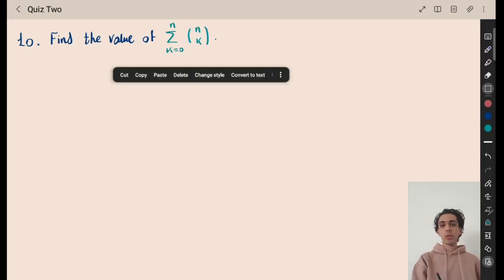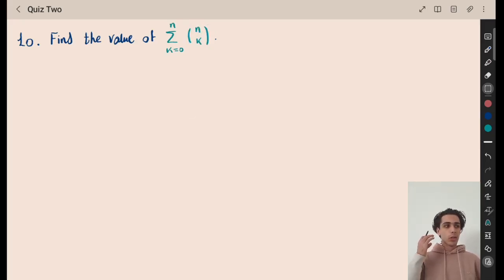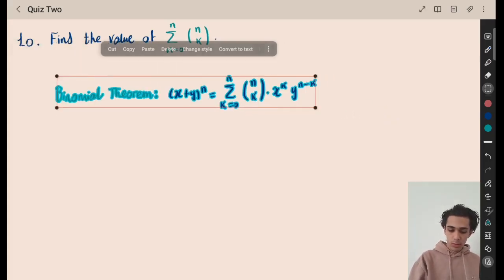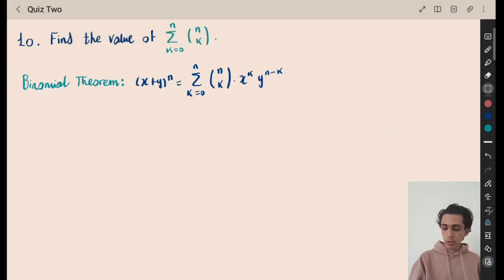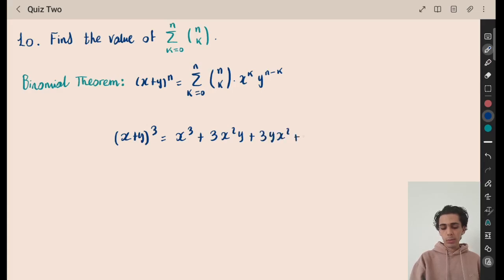So this is a binomial coefficient. And when I say binomial coefficient, the first thing that should come to your mind is the binomial theorem, which states the following. It says that if you want to expand x plus y to the n, you can expand it as follows. So let's say you want to expand x plus y to the power of 3. You can expand it as x to the third plus 3x squared y plus 3y squared x plus y cubed.